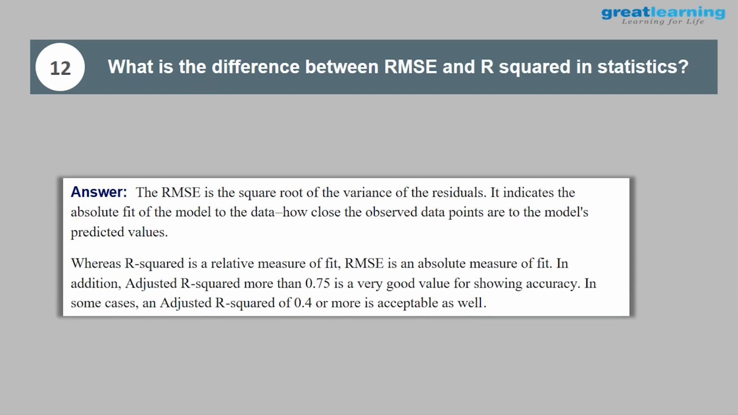Now let's have a look at the difference between RMSE and R squared in statistics. RMSE is the square root of the variance of the residuals. It indicates the absolute fit of the model to the data, how close the observed data points are to the model's predicted values. Whereas R squared is a relative measure of fit, RMSE is an absolute measure of fit. In addition, an adjusted R square of more than 0.75 is a good value for showing accuracy. In some cases, an adjusted R square of 0.4 or more is acceptable as well.